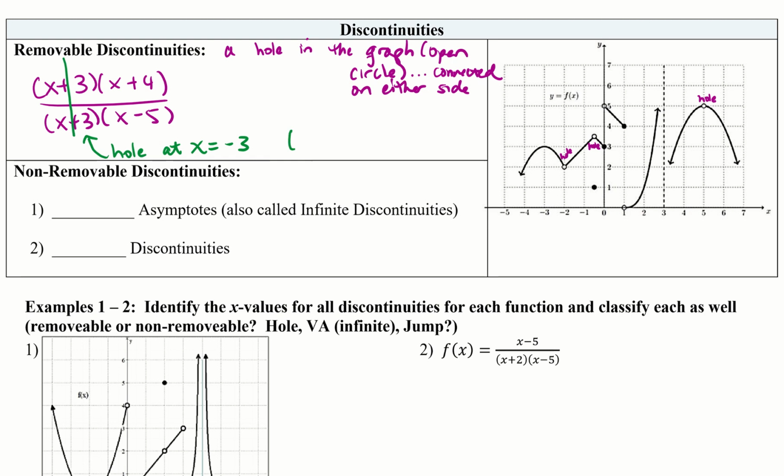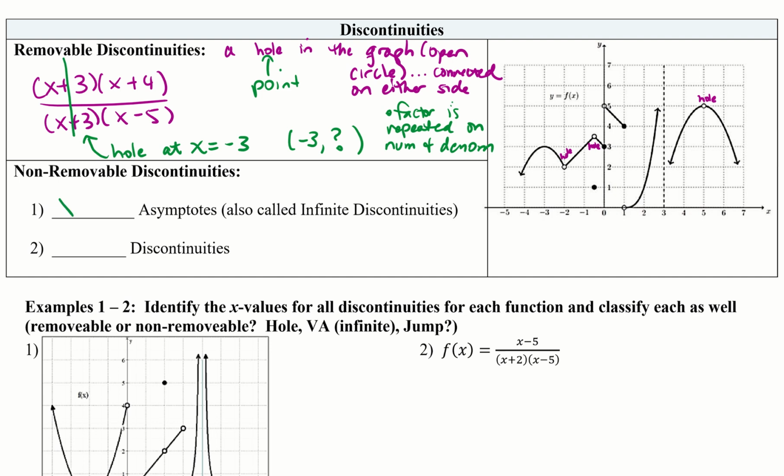Now, a hole is actually an ordered pair, so we'll learn how to figure out where the y value is of that, because it's an actual point. It's an ordered pair. But we're going to see that if we can take a factor that is repeated on the numerator and the denominator, that's going to tell us where a hole in the graph is. So if a factor is repeated on the numerator and the denominator, we're going to have a hole in the graph. A non-removable discontinuity, there's two types.